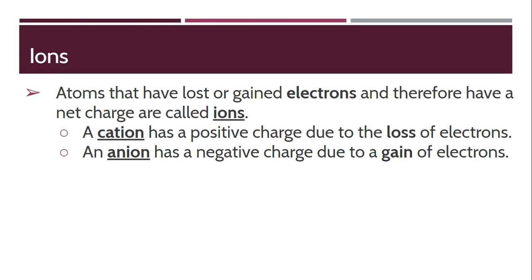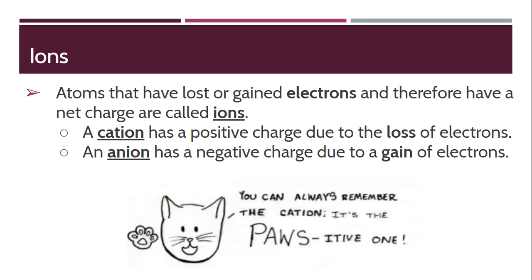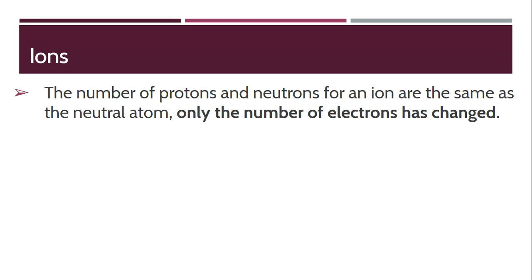So one way to remember which one is which, cation versus anion, is this little trick. So you can always remember the cation. It's the positive one. When you're talking about an ion, the number of protons and neutrons are the same as the neutral atom. Only the number of electrons has changed.